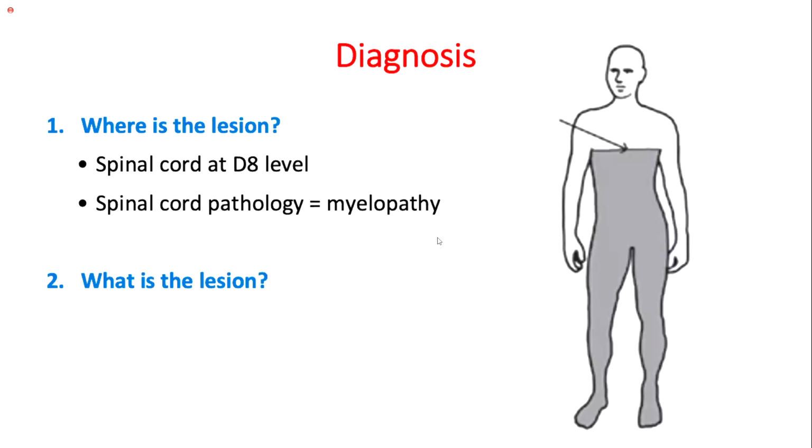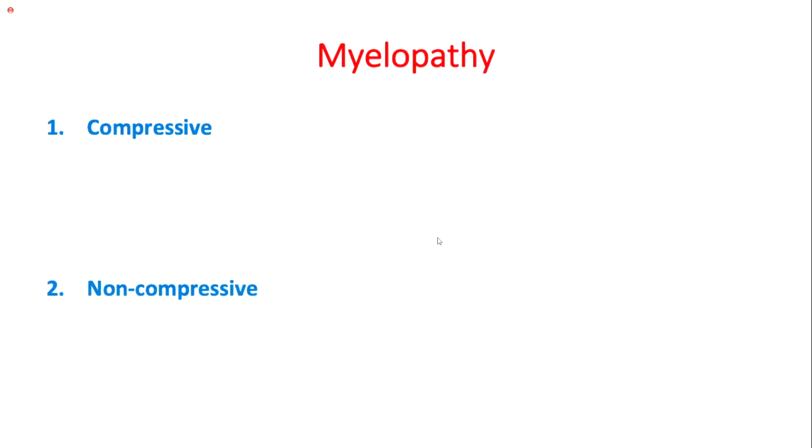Now our next step in the diagnosis is to try to determine what is causing this lesion at D8 of the spinal cord. Now note, when we say T8, D8, we still mean the thoracic spine. T stands for thoracic, D stands for dorsal. Some people call the thoracic spine dorsal spine, right? So don't get confused. Now let's work out what is the cause of this lesion.